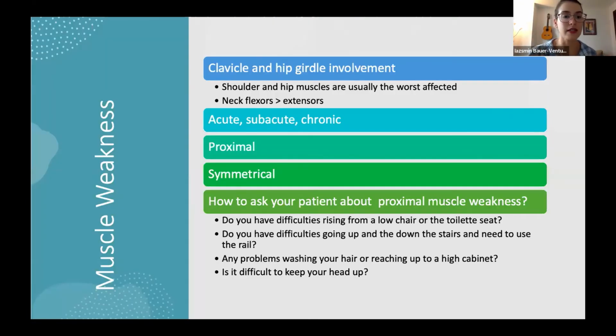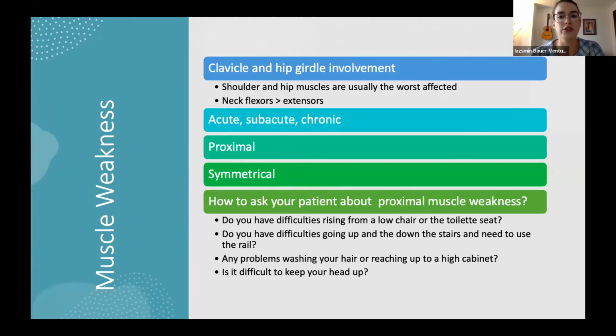Okay, so muscle weakness, again, is the hallmark of inflammatory myopathies. And I want to dedicate some time to talking about muscle weakness. Most patients with inflammatory myopathies have weakness in the clavicle and hip girdle muscles. So we're talking mostly about shoulders, hip muscles, upper thighs, and the neck can also be affected, okay? Usually the neck flexors, although extensors are commonly affected as well. The disease can present in an acute, subacute, or chronic fashion, depending on what kind of subtype you're talking about and how aggressive the disease is. The disease is proximal and usually symmetric.